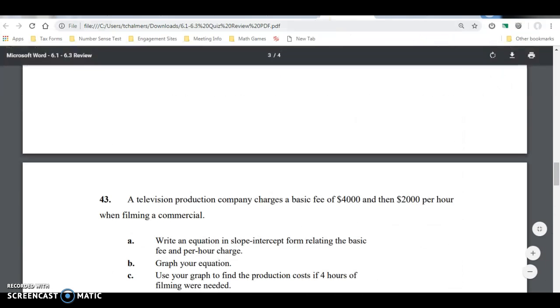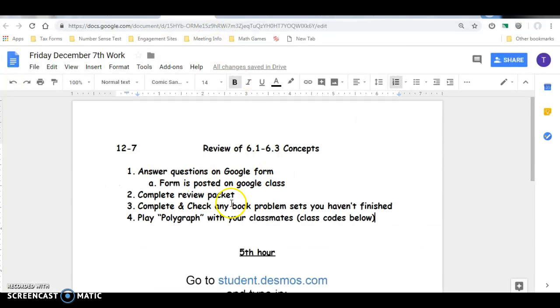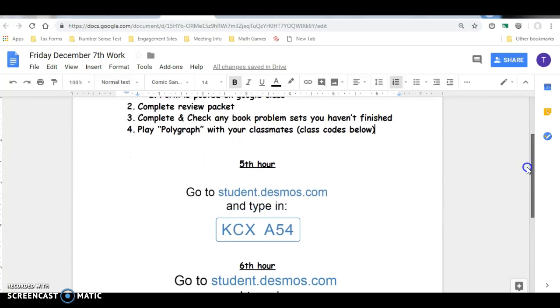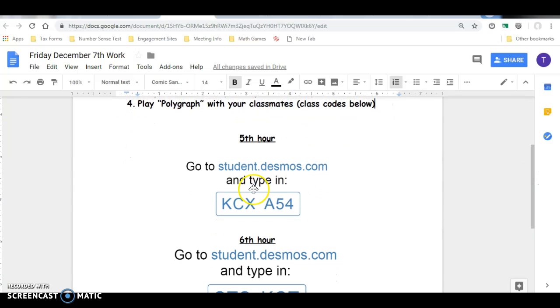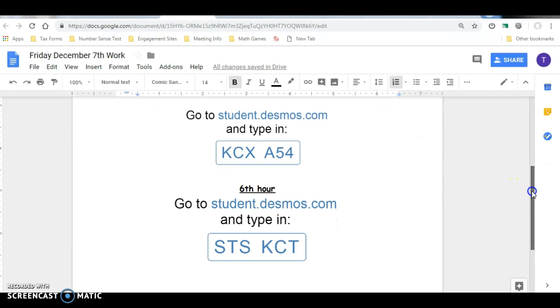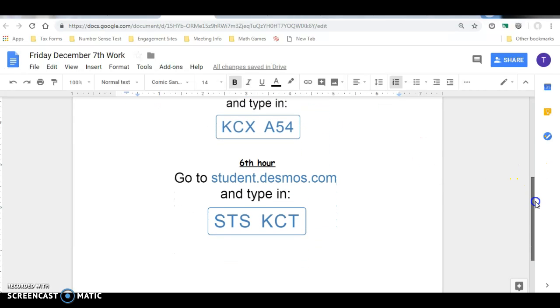So after you're done with the review packet, make sure you finish any outstanding problem sets that you haven't taken care of yet. Check those with the answer keys on the table. And finally, when you're done, you guys can play that game again if you'd like to. So here's the access code for 5th hour, so I'll look at who plays if you guys get that time, that opportunity. And then here's the access code for 6th hour.